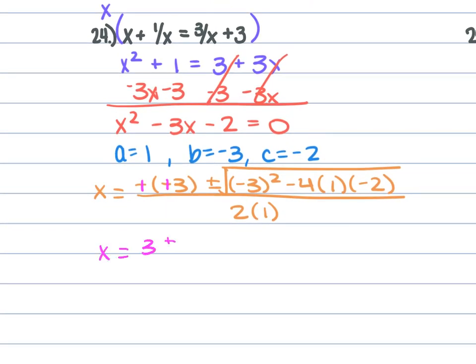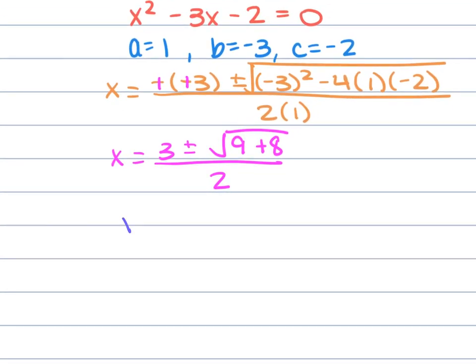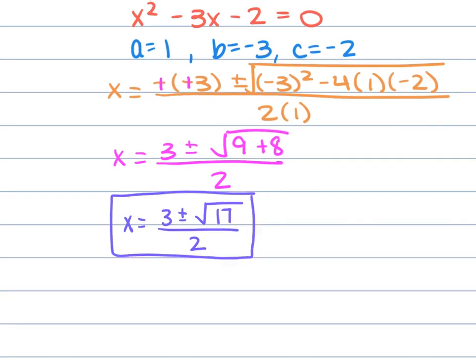to 3 plus or minus the square root. That negative 3 squared is 9 minus the negative 4 times 1 is negative 4 times negative 2 is a positive 8 all over 2. If we add the 9 and the 8, that gives us 17, so x is equal to 3 plus or minus the square root of 17 all over 2 is our solution.